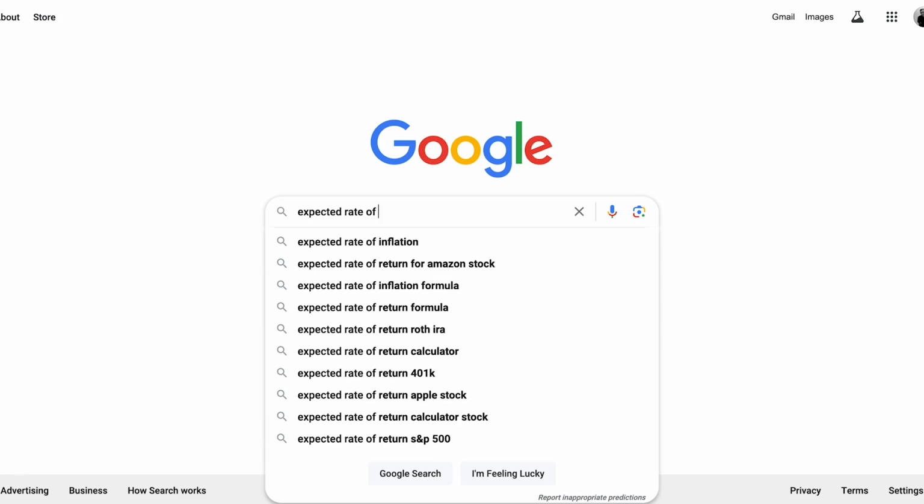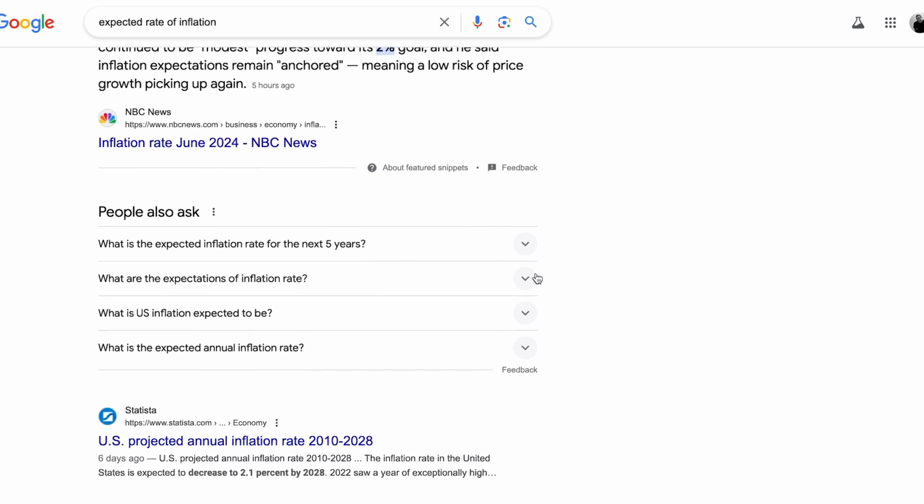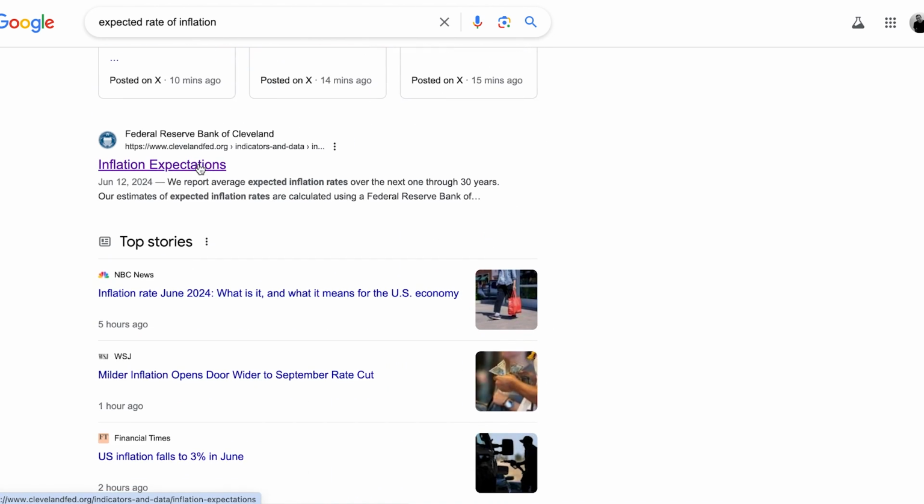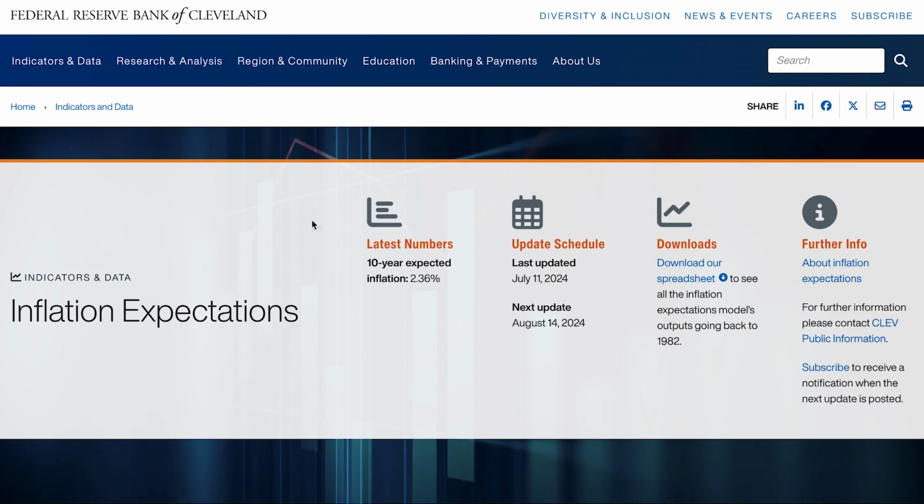Like, where do I go to find the expected rate of inflation? And that's super easy. If you just Google expected rate of inflation, in the search results you'll see a link to the Federal Reserve Bank of Cleveland website right here. If you click that, it will take you to this page where it shows you the 10-year expected rate of inflation, which as we can see right here is 2.36% at the time of recording. So with that, if you add a 1% risk premium on top of that number, then you should be looking to invest in companies who have free cash flow yields of at least 3.36% or higher based on Terry Smith's approach.